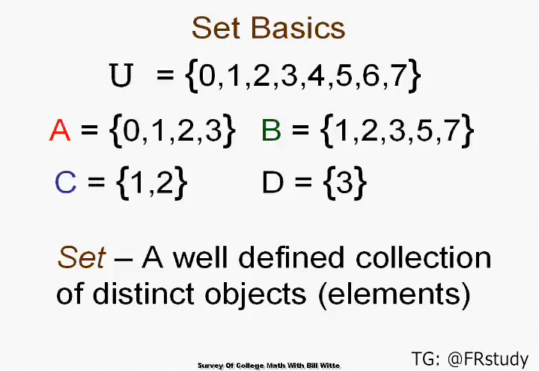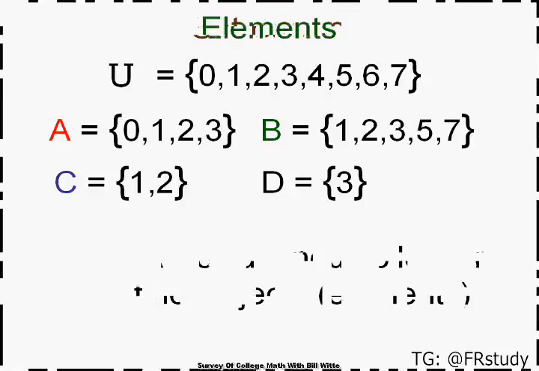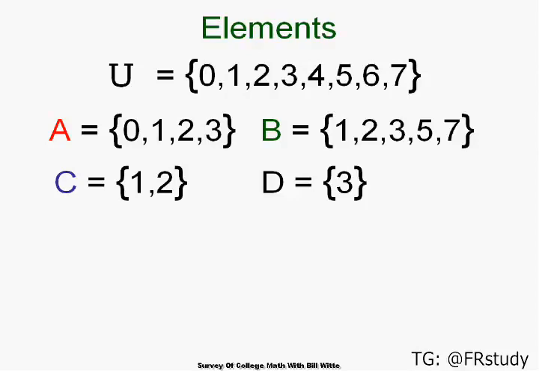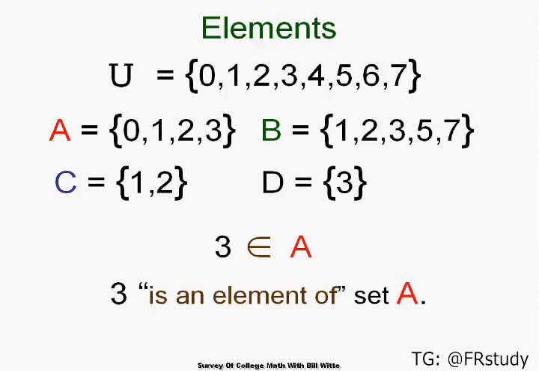Okay, here are some examples. Set A, set B, set C, set D. And we'll always put sets in curly brackets. Now, the elements of a set are the members. And we have a symbol for that. This is read, it's an E. 3 is an element of A. And as you can see, 3 is an element of set A.